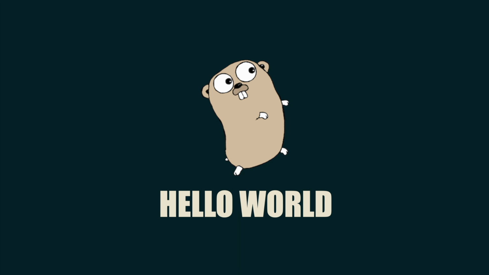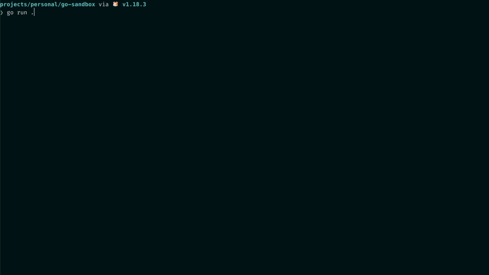Hello and welcome. In this chapter we will write our first Go program. As a tradition we will create a classic Hello World program. It is a program that prints the Hello World string in a terminal after you run it.